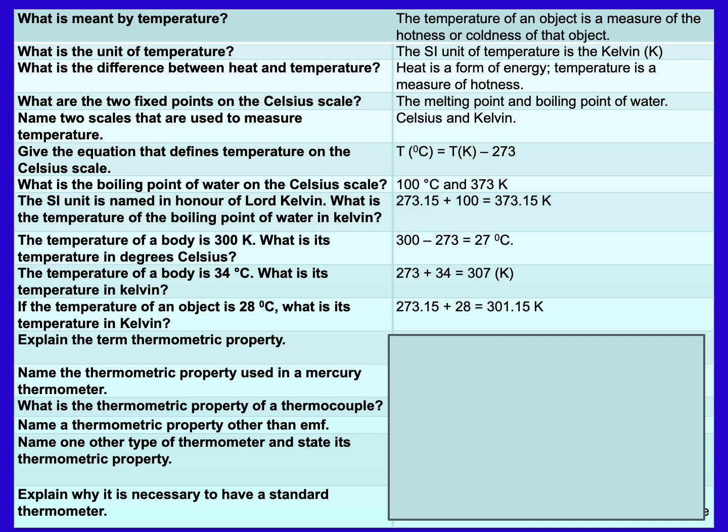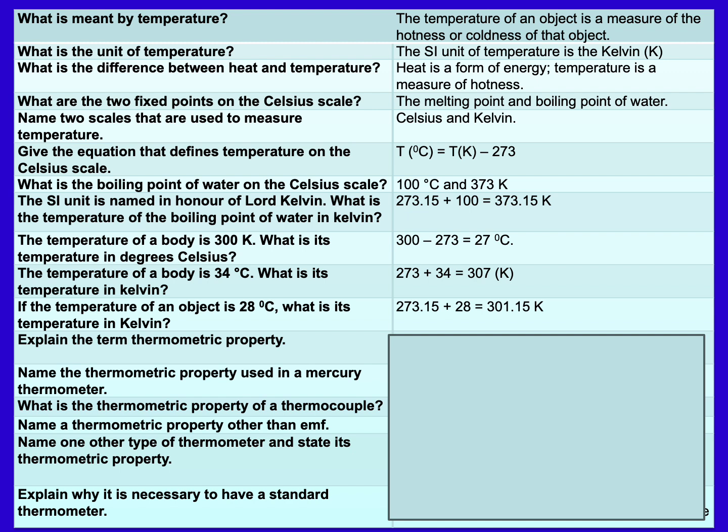What is the boiling point of water on the Celsius scale? On the Celsius scale it is 100 degrees Celsius. The standard unit is named in honour of Lord Kelvin. What is the temperature of the boiling point of water in Kelvin? So 273.15 plus 100, 373.15 kelvins.